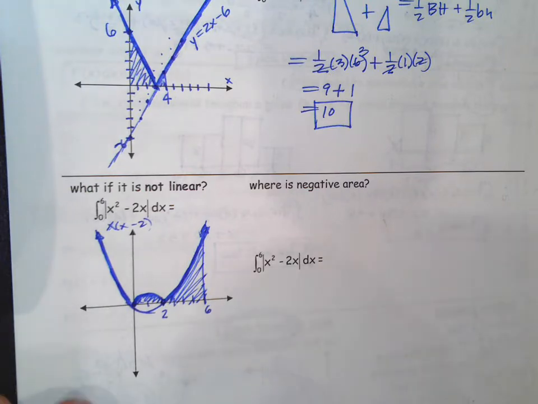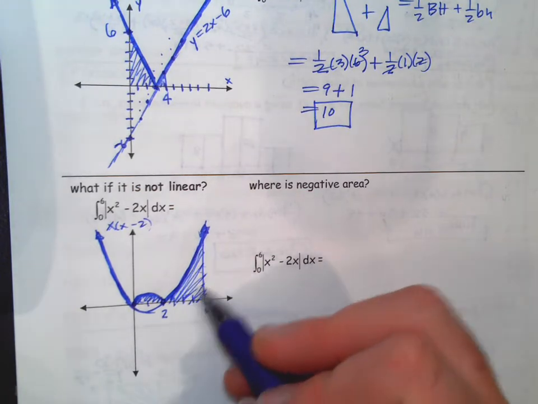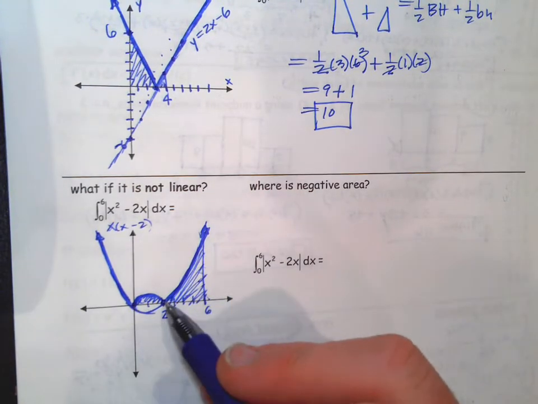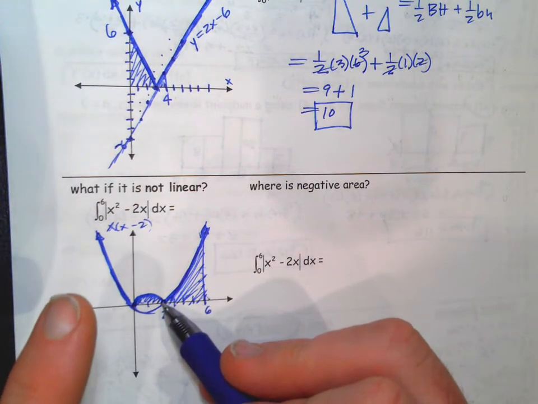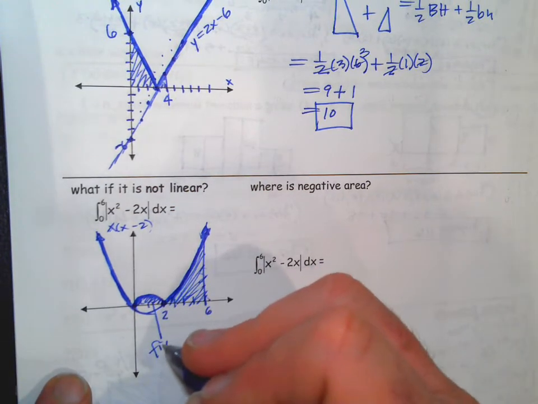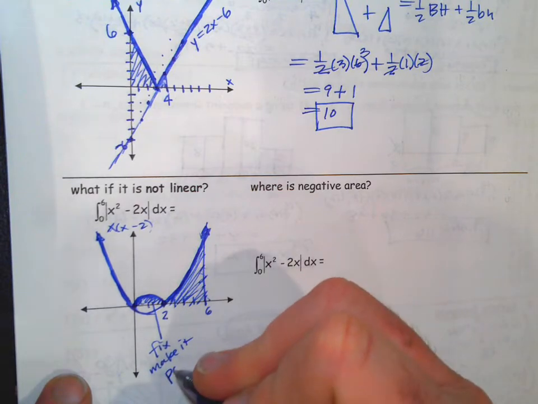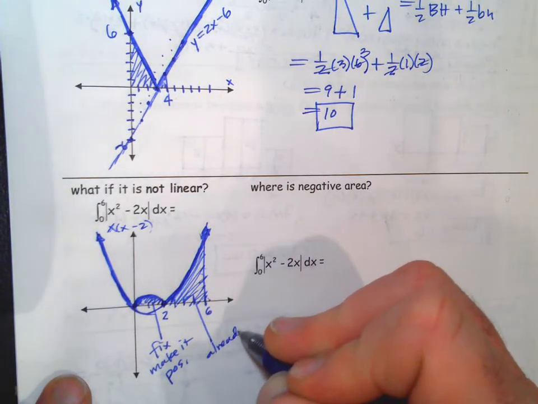So here's our strategy. We know how to find this area. Just integrate 2 to 6 without the absolute values. We know how to find this area, 0 to 2, but it's going to come out negative, and we want it to be positive. So we're going to fix this area and make it positive. And this area is already positive, so there's nothing to fix there.